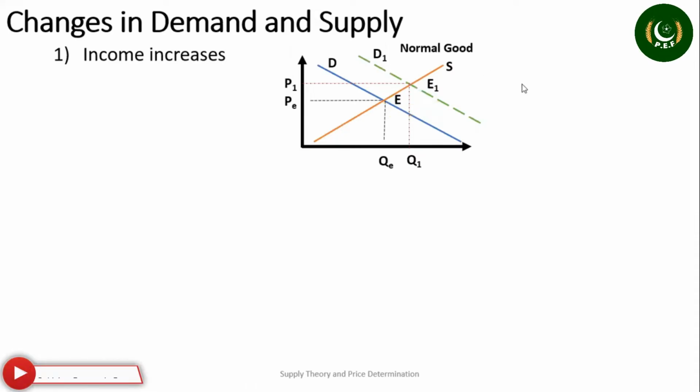Hence, because of an increase in income, which resulted in an increase in the demand for the normal good, the final price is higher than the initial price. Similarly, the quantity traded is higher than the previously traded quantity.